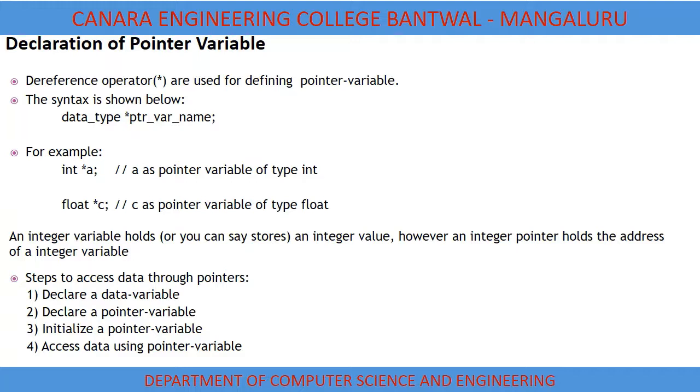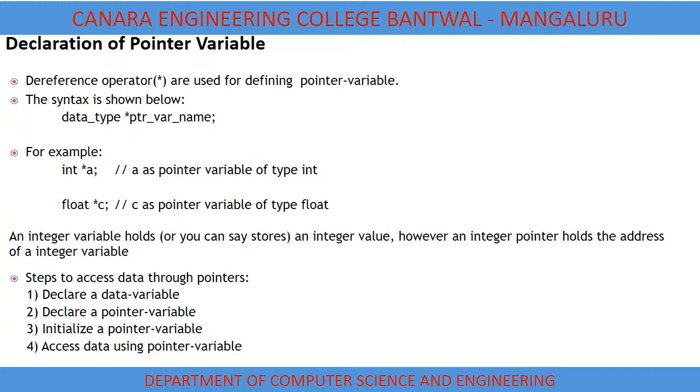Similarly, I can declare another pointer of type float, which I have declared as float, followed by a space, followed by a pointer, that is a star symbol, and followed by the variable name. So here, whenever I declare an integer, the integer is going to hold the integer value. At the same time, an integer pointer is going to hold the address of that integer variable. So how can we access this data through pointers?